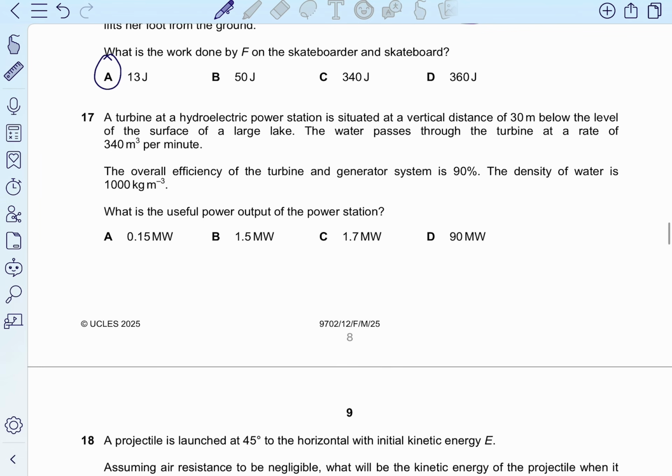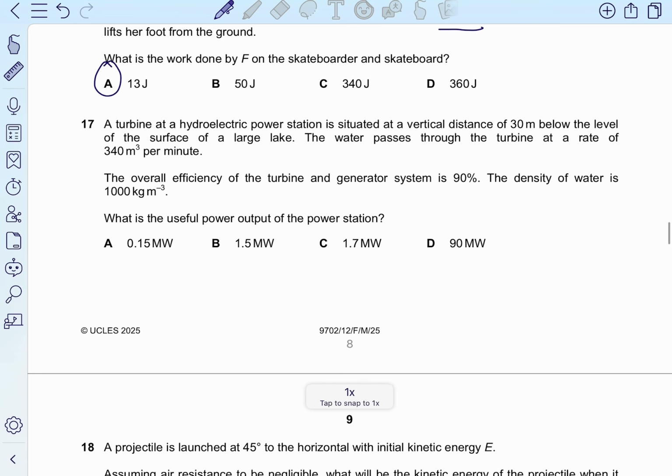Question number 17. A turbine at a hydroelectric power station is situated at a vertical distance of 30 meters below the level of the surface of a large lake. The water passes through the turbine at a rate of 340 meter cube of water per minute. The overall efficiency of the turbine and the generator system is 90%. That means the output power is 90% of the input power. The density of the water is given as 1000 kg per meter cube. What is the useful output power?